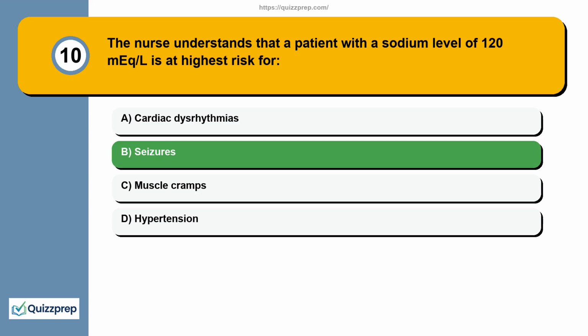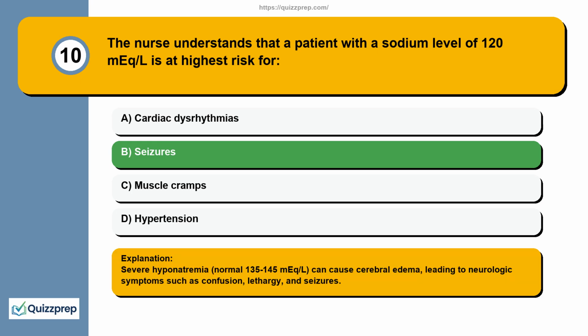The correct answer is option B. Seizures. Explanation. Severe hyponatremia, normal 135 to 145 milliequivalents per liter, can cause cerebral edema, leading to neurologic symptoms such as confusion, lethargy, and seizures.